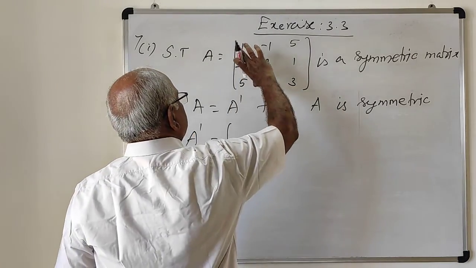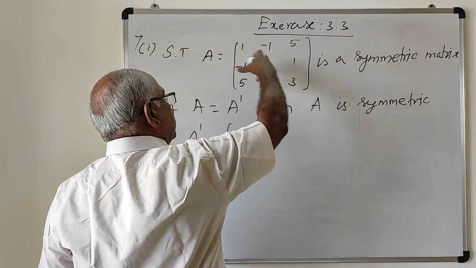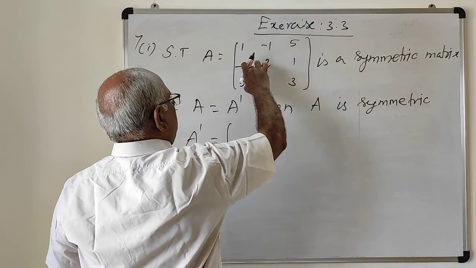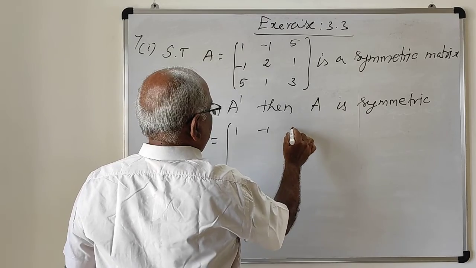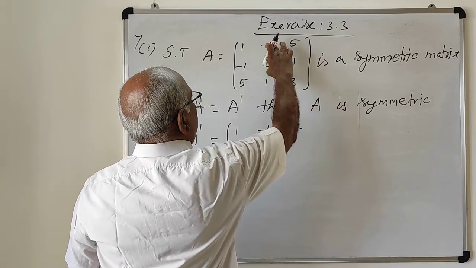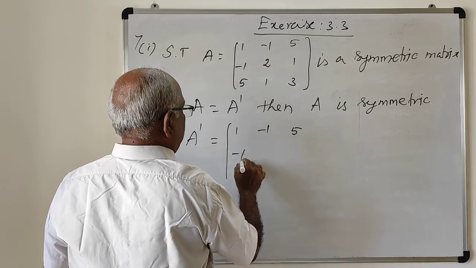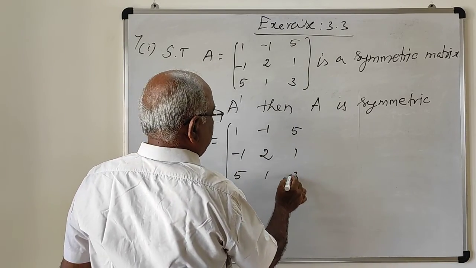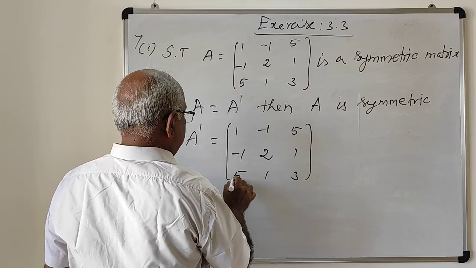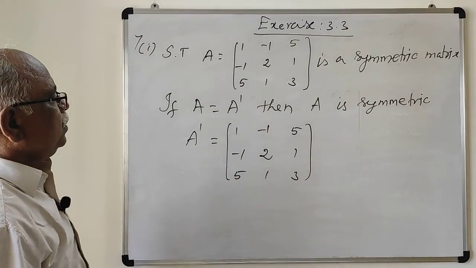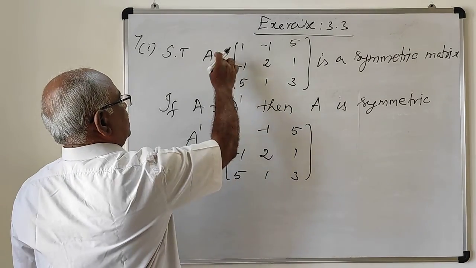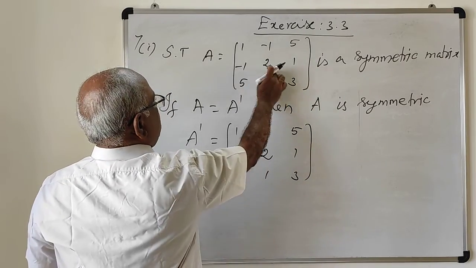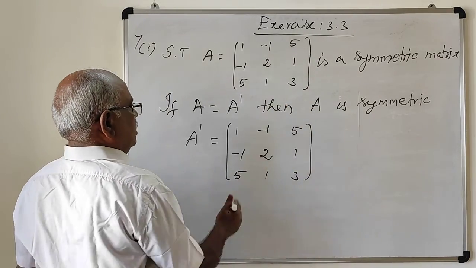A dash: you interchange the columns into rows, or rows into columns. First column becomes the first row: 1 minus 1 5. Second column becomes the second row: minus 1 2 1. Third column becomes the third row: 5 1 3. After interchanging the rows and columns, the transpose is nothing but the same A: 1 minus 1 5, minus 1 2 1, 5 1 3.